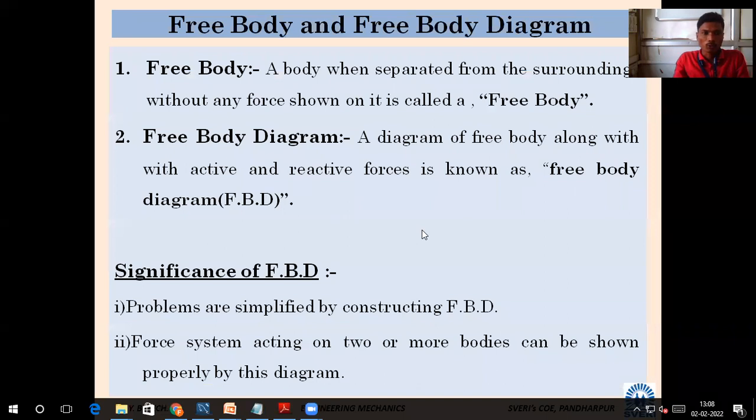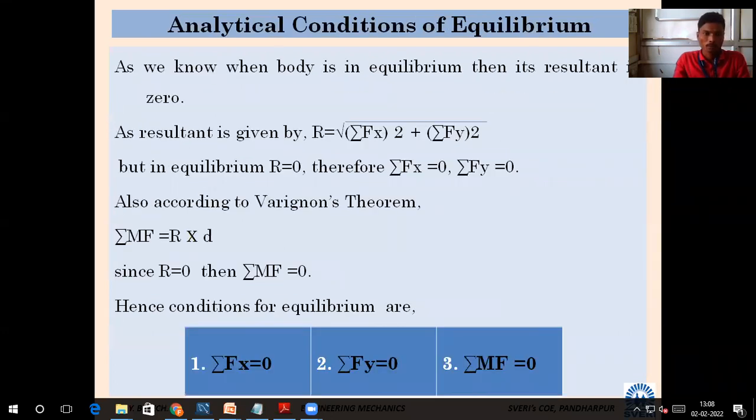Then we saw the free body diagram. A free body diagram is a diagram of the free body along with active and reactive forces, not only forces but active and reactive forces. We saw how problems become simple with the help of FBD. Thereafter we saw the conditions of equilibrium. How many are there? 3.